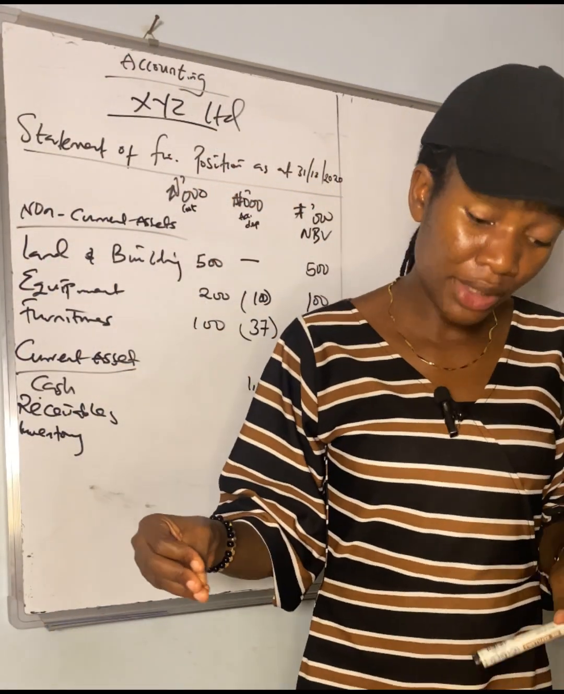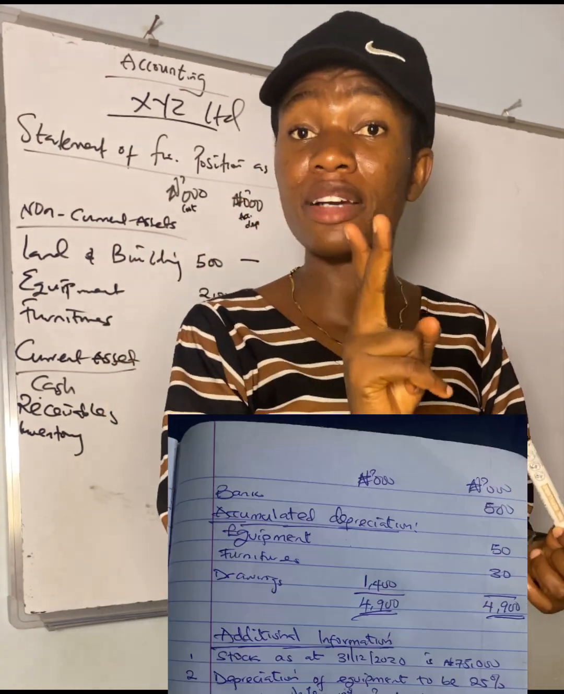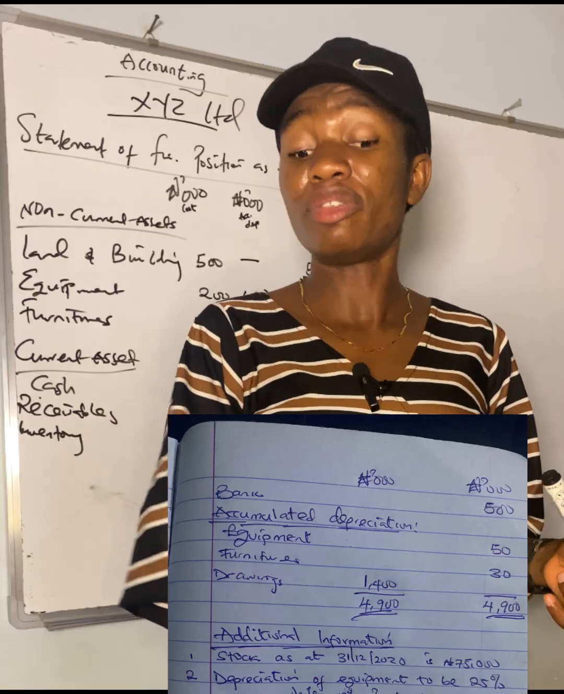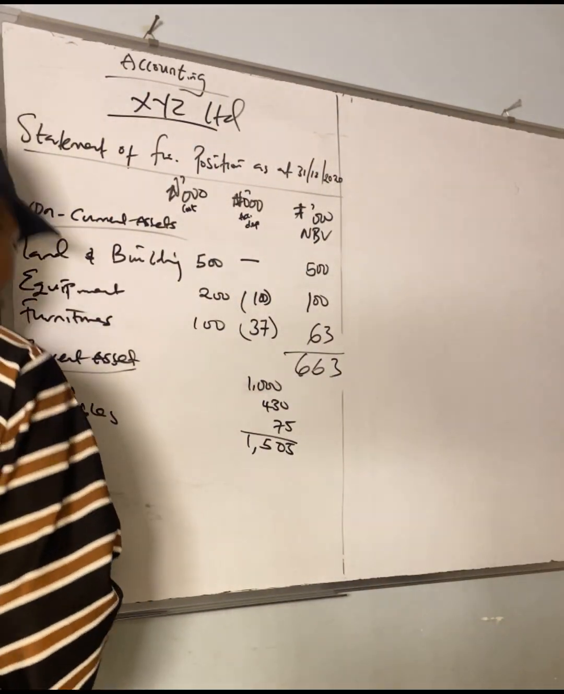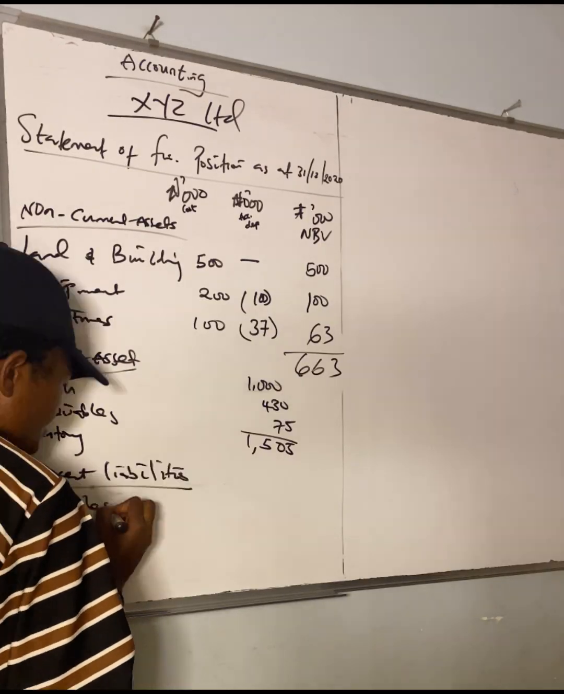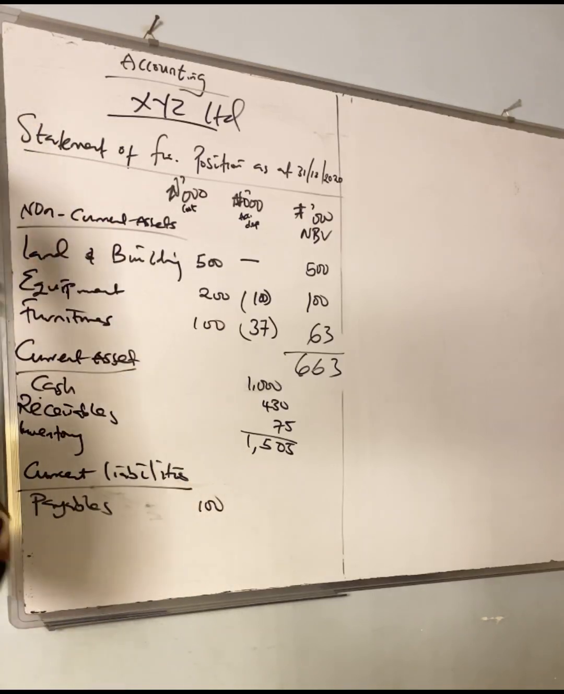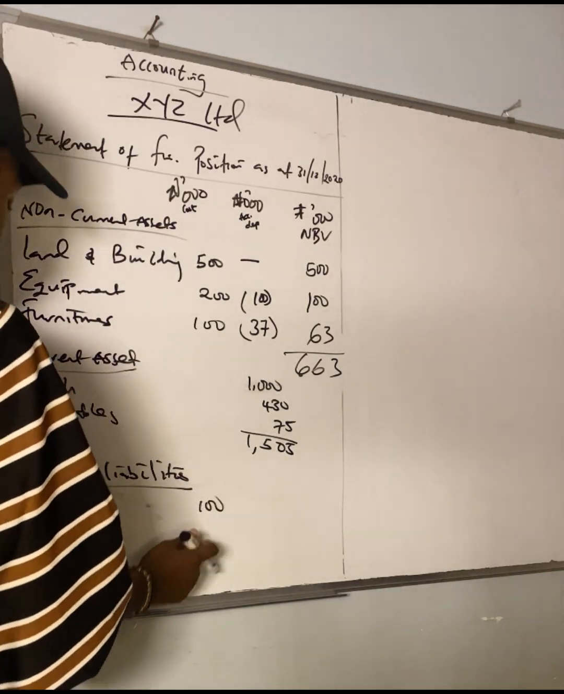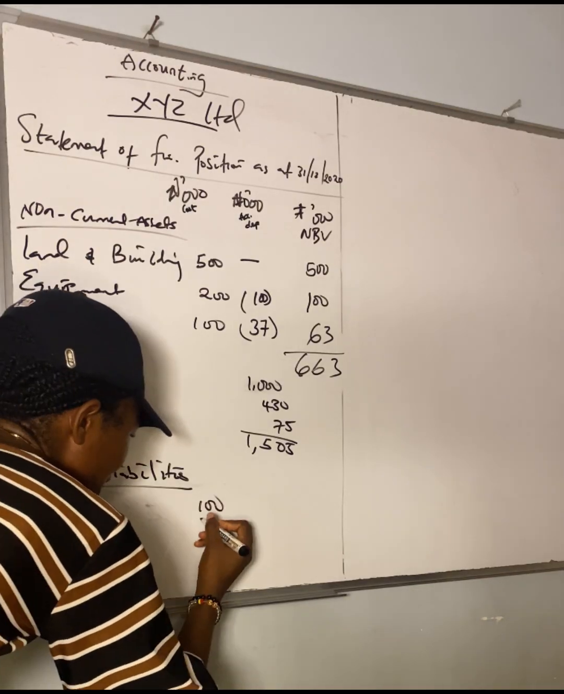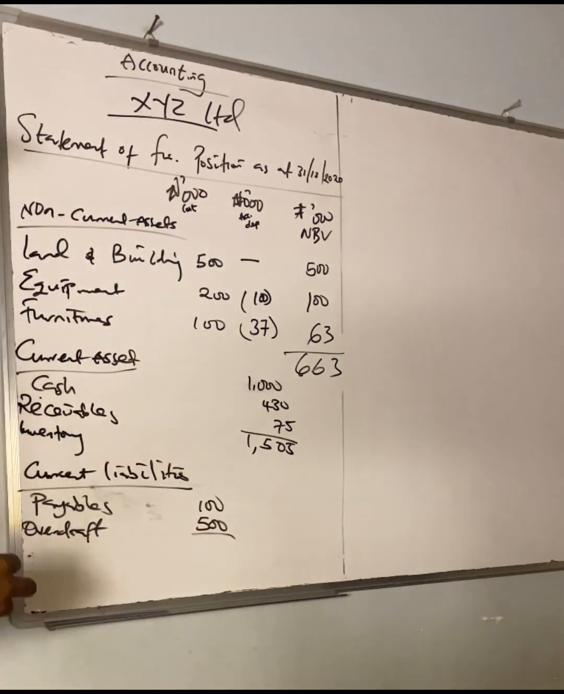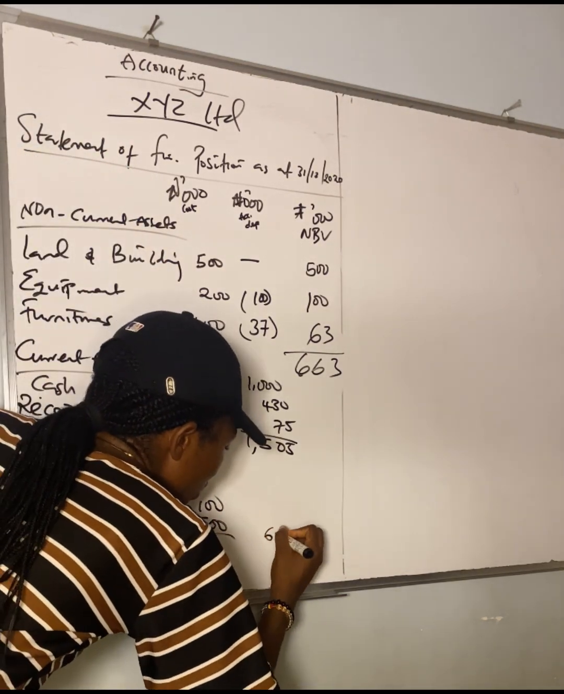Quickly, let's bring in our current liabilities. Here we have payables, and then we have overdraft. Like I told you, our bank value was reflecting on the credit side instead of the debit side, so it means it's a liability. Our payables amount here is given to be 100,000, so we are adjusting to less that. Then our overdraft is given to be 500,000. So our total current liability here is 100 plus this, that's 600,000.